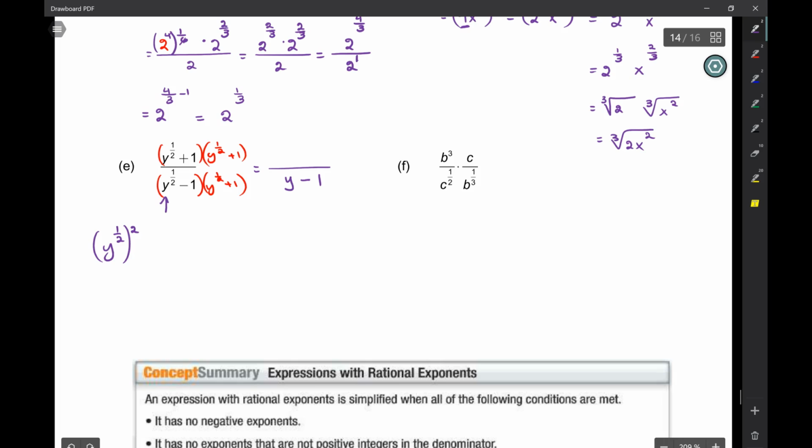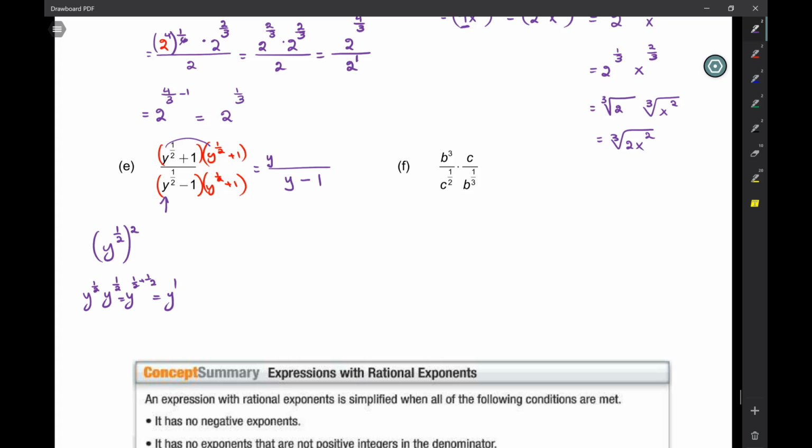The numerator, I have to distribute, right? So FOIL. So here I get y to the half times y to the half is y to the what? So it's y to the, okay, let's see. Y to the half times y to the half is y to the 1/2 plus 1/2. So it's y to the 1. No, you don't have to write it. So here I'll just put y.